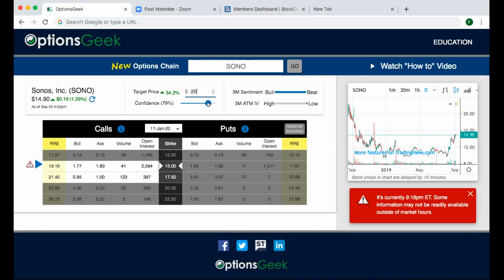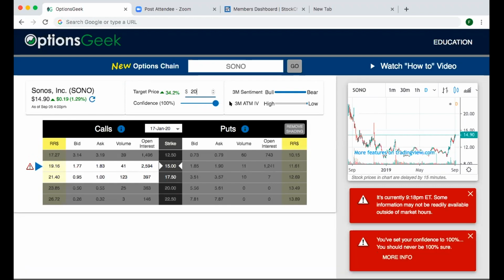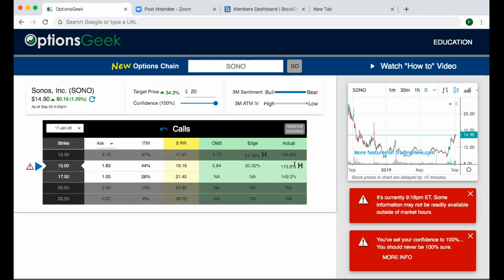Wow, so about 80%, right? Because confidence is basically saying, listen, I know it's going to 20. If you know it's going to 20, then the 15 calls are absolutely the ones to give you. Why? Because they're giving you the highest percentage.